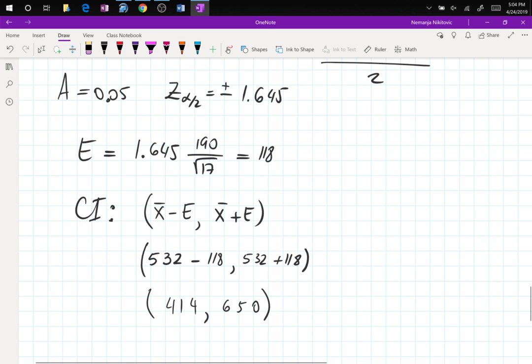Yes. You'll keep getting something else. 1.645. Oh, I have square root of 7. I don't have 17. 75.8. See, good thing you all checked.